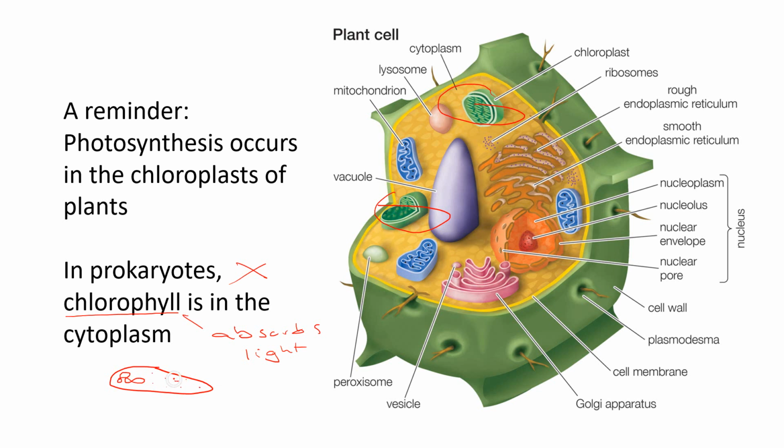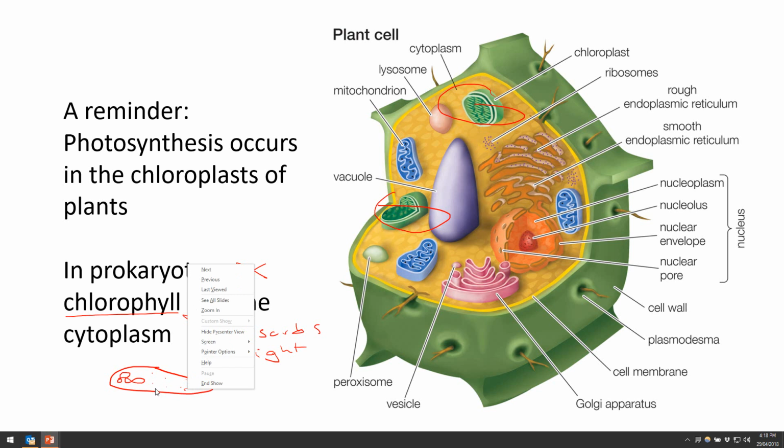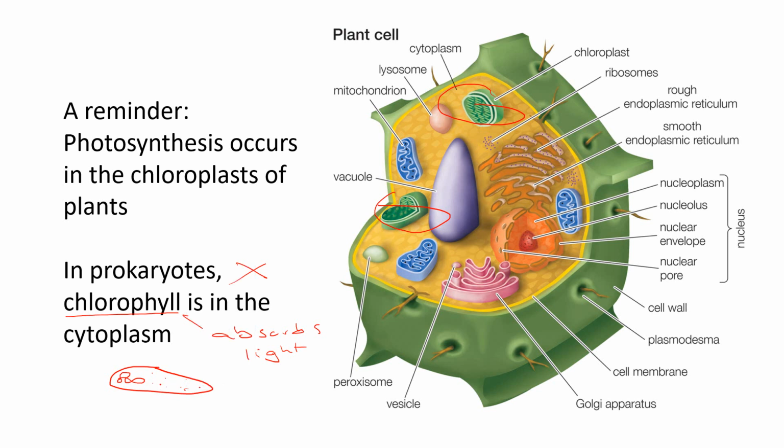They have little plasmids. I can't draw little circles. It thinks I'm trying to do right clicking. Anyway, little plasmids. And also, it's got the chlorophyll just sitting around in the cytoplasm there. It's not actually in chloroplasts for them.